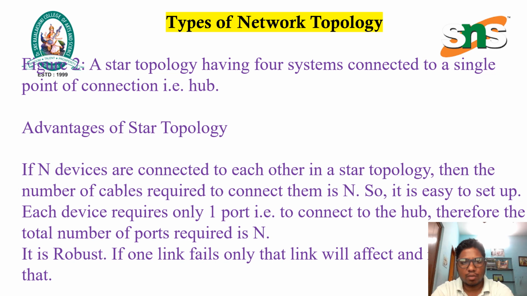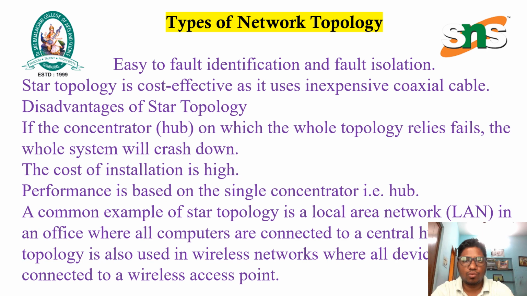Advantages of the star topology: if n devices are connected to each other in a star topology, then the number of cables required to connect them is n. It is easy to set up. Each device requires only one port, for example to connect to the hub, therefore the total number of ports required is n. It is robust: if one link fails, only that link is affected. It also allows easy fault identification and fault isolation. Star topology is cost efficient as it uses inexpensive coaxial cable.